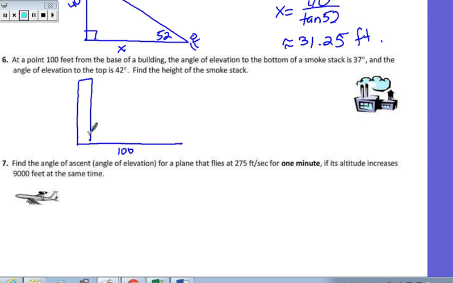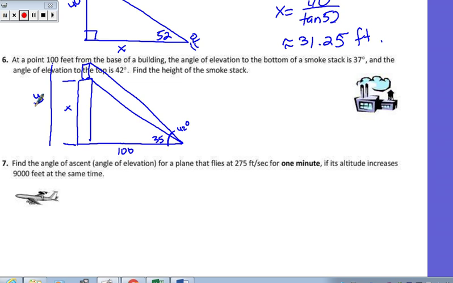So there's the building. It's got like this little smokestack on top here. What did they say that was? 37 degrees. And if I'm looking for the angle to the top of the smokestack, they're telling me that is 42 degrees. So that bigger angle is 42 degrees. And they want to know what is the height of the smokestack. So what I'm going to do is first find the height of the building here. I'm just going to call that X. Then I'm going to find the height from the ground to the top of the smokestack, which we'll call Y. Then I can subtract these two to get the height.